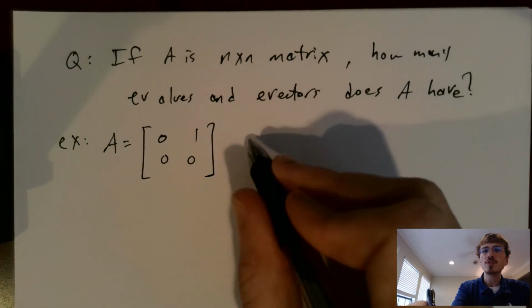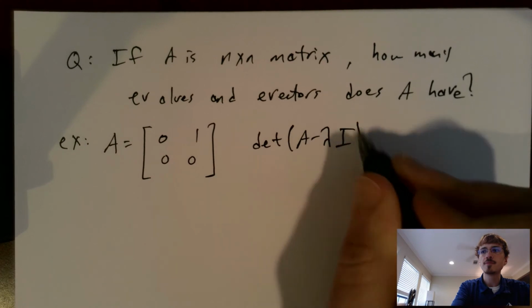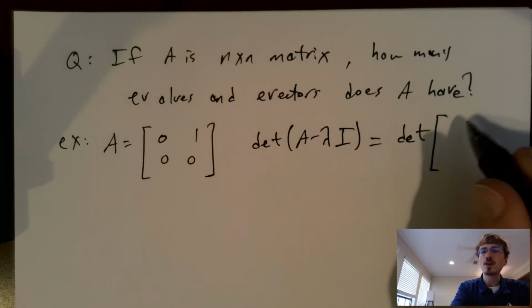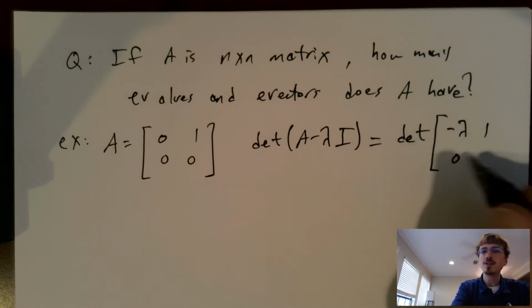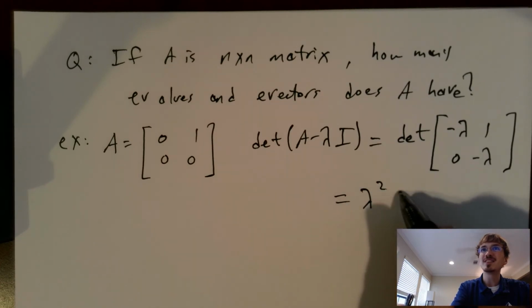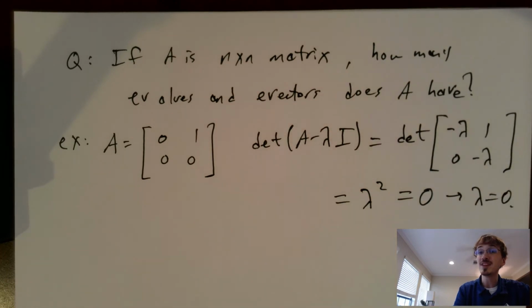So we need to compute the determinant of A minus lambda I, right? So that's the determinant of the matrix negative lambda, 1, 0, negative lambda. Well, what's this determinant? It's just lambda squared, isn't it? And I set this equal to 0. The only solution is lambda equals 0. So in this matrix, remember the previous 2 by 2 matrix had 2 eigenvalues. This one has 1 eigenvalue. Yeah, exactly 1 eigenvalue.